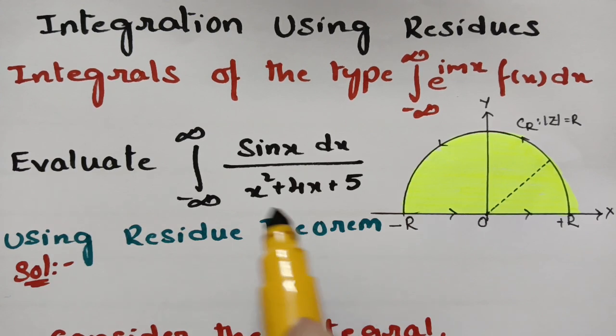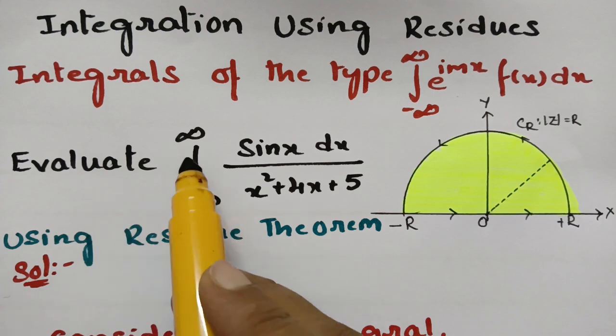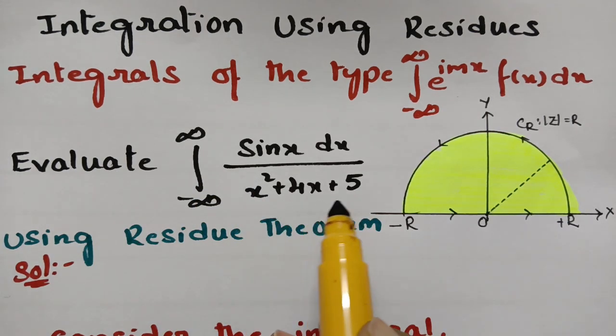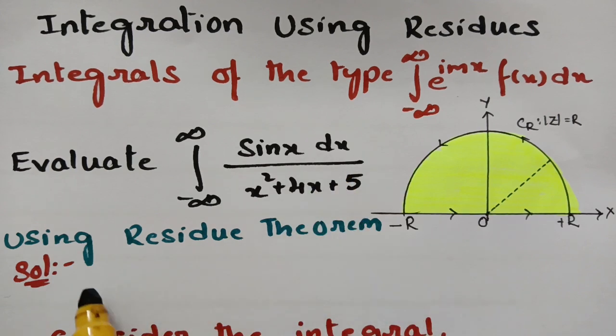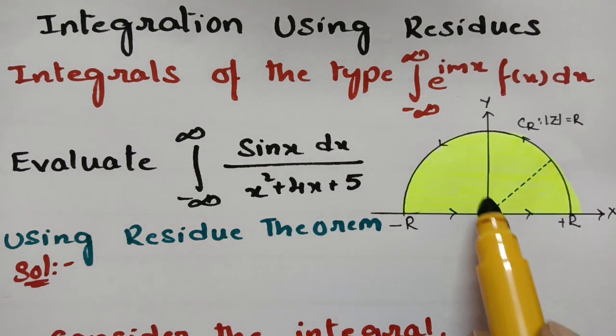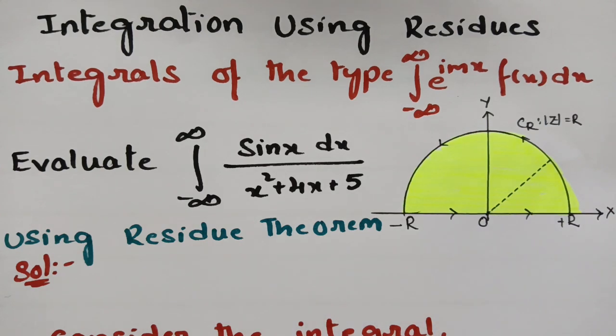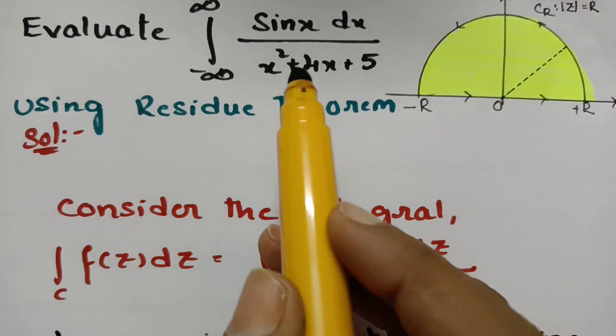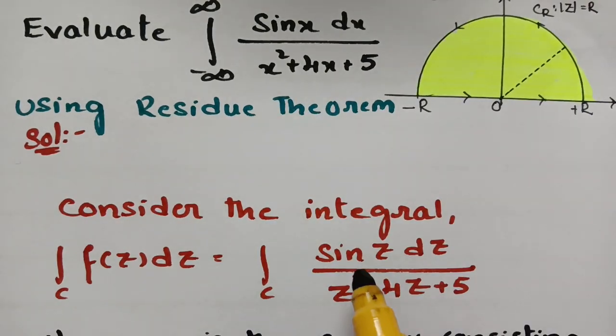Now in this video, we have to evaluate the integral from minus infinity to plus infinity of sin x by x squared plus 4x plus 5 dx using the residue theorem. This is the closed contour which I'll explain soon. So here is the solution. We have to consider the integral. This is in terms of x, and I'm changing this in terms of z.